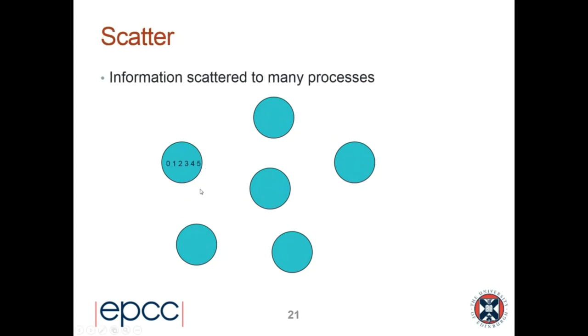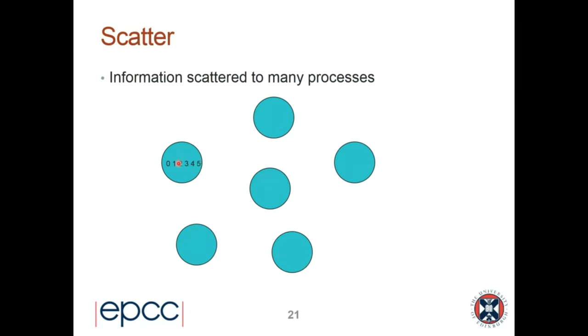Scatter is a bit like a broadcast, except you don't send the data to everybody. So you have read an array, which comprises 0, 1, 2, 3, 4, 5. If I broadcast this array, everybody would get a copy of the whole array. But maybe I don't want that. This might be my analogy with weather forecasting. This might be a map of the UK. I want different people to get different sections of the map. So a broadcast replicates data everywhere.